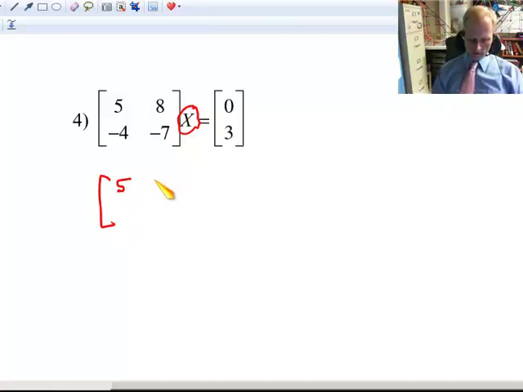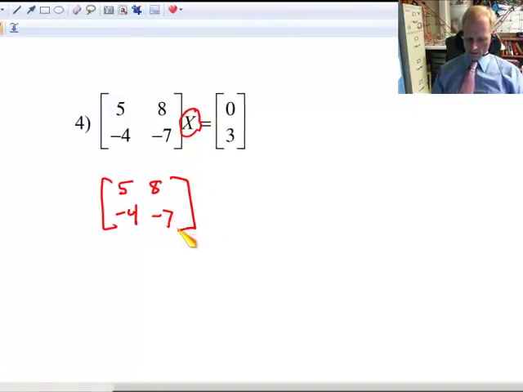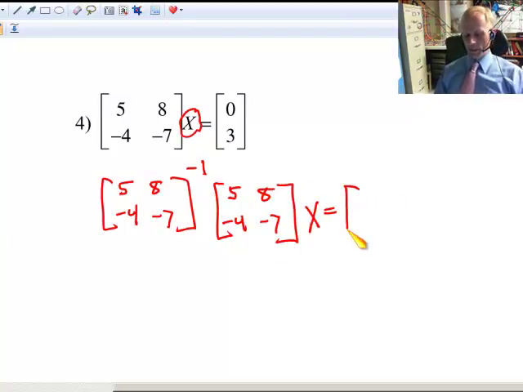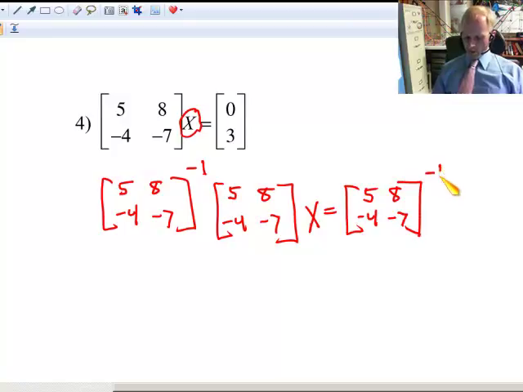Alright, and as a result of doing that, that's going to cancel out, or drop out, and I'm going to be left with x equals the inverse of the 5, 8, negative 4, negative 7 matrix multiplied by 0, 3. So now I need to find the inverse of the 5, 8, negative 4, negative 7 matrix.